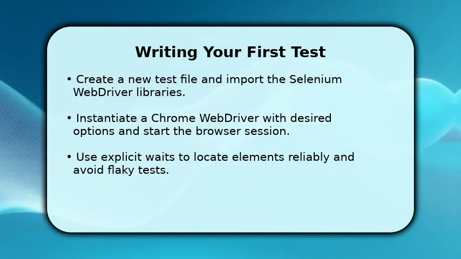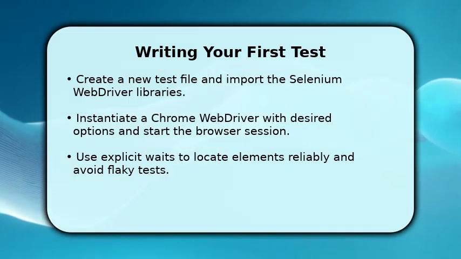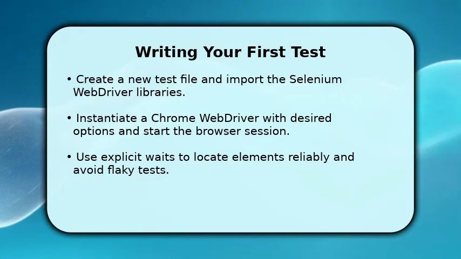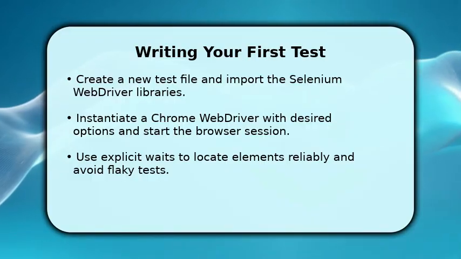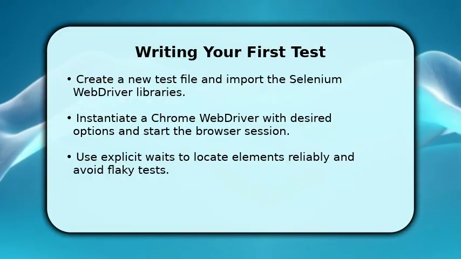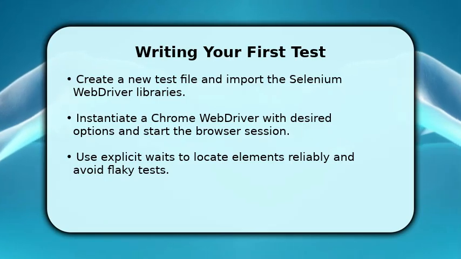Start by creating a new test file and importing Selenium WebDriver for your language. Instantiate Chrome with options like headless or window size, then navigate to your target page. Use explicit waits to find elements reliably and perform actions, such as click and send keys. Assert expected outcomes and close the browser to keep tests isolated and repeatable.